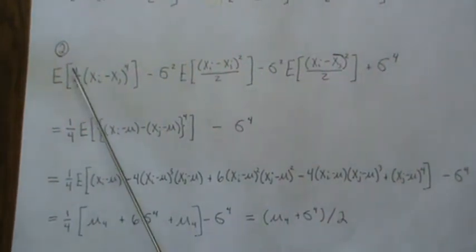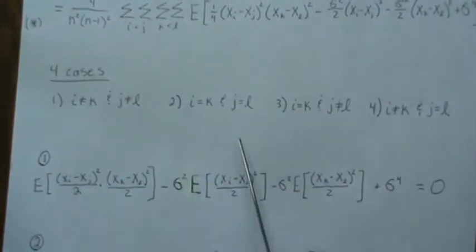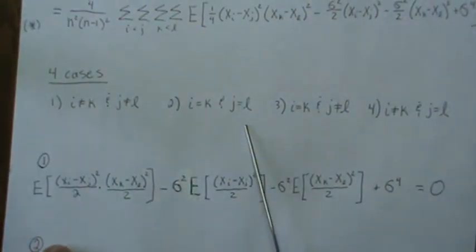Here, they're independent. That expectation is 0, so it goes away. And this is just going to be mu 4, which is this. Then minus that, and then this reduces to this. Now, we're in the I equal K and J equal L scenario.